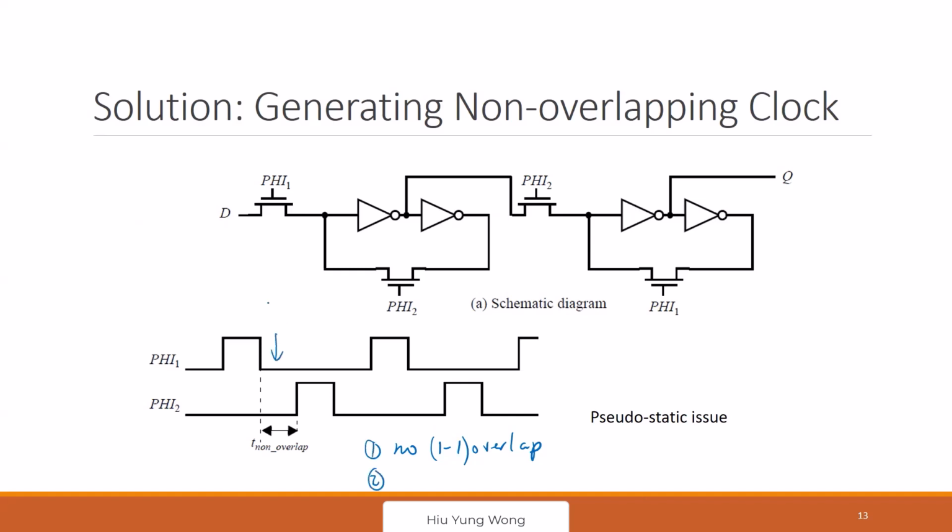What is the problem? That is because now this node will be cut off. Let me call this X, right? For example, node X, with 0-0 overlap, for example, node X will be cut off.